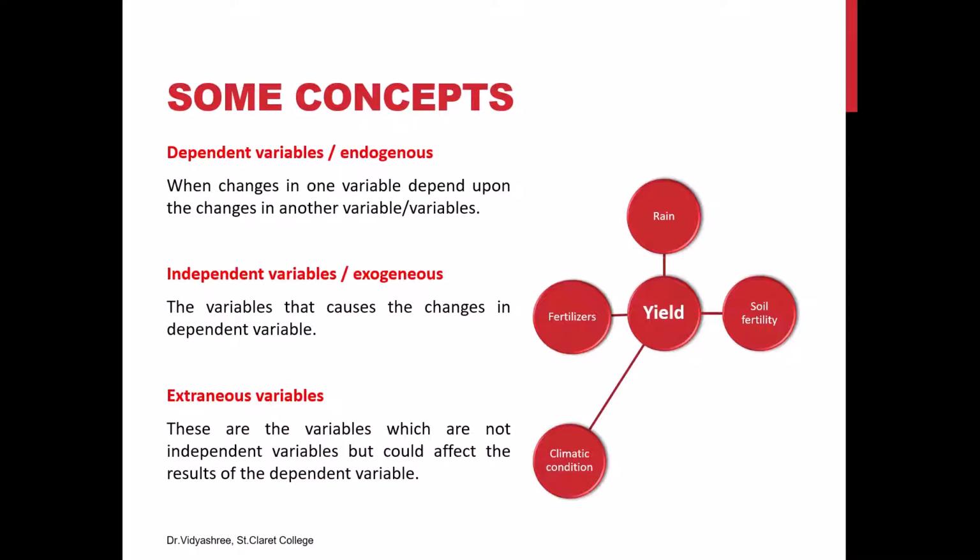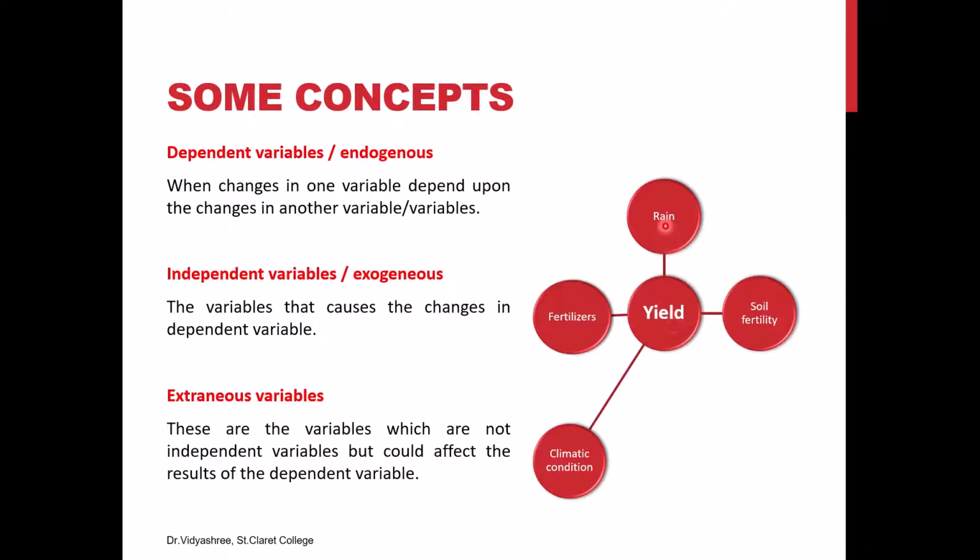Let us understand these variables with an example. You can observe on the right side of your screen, there is a crop yield, and the yield of the land is dependent on rain, soil fertility, fertilizers, and to some extent on the climatic condition. Here the yield of a land is dependent on rain, so yield is nothing but the dependent variable. Rain, fertilizers, soil fertility are called independent variables.